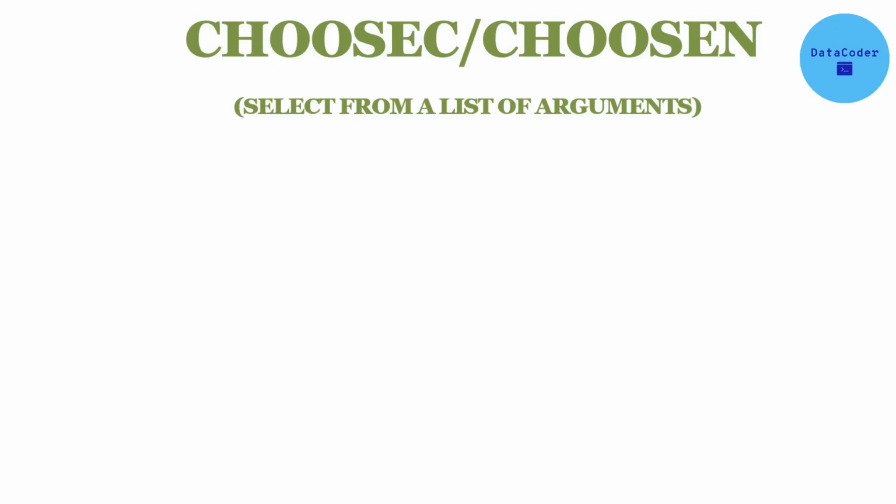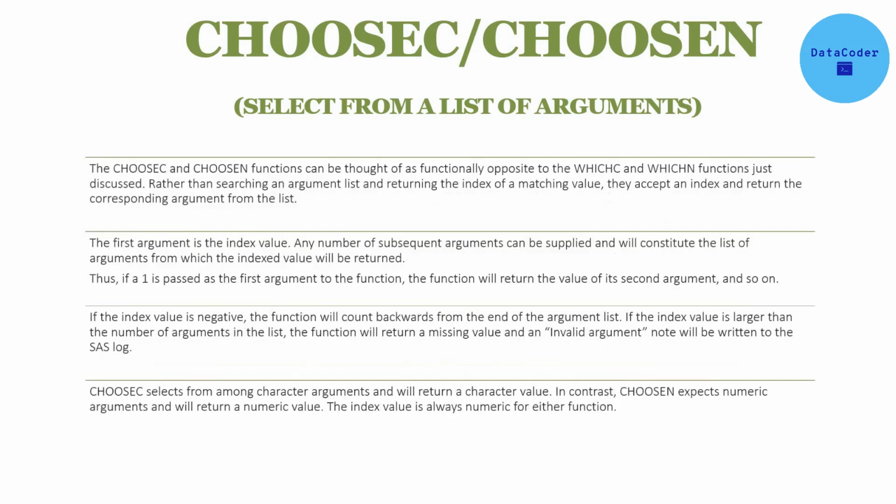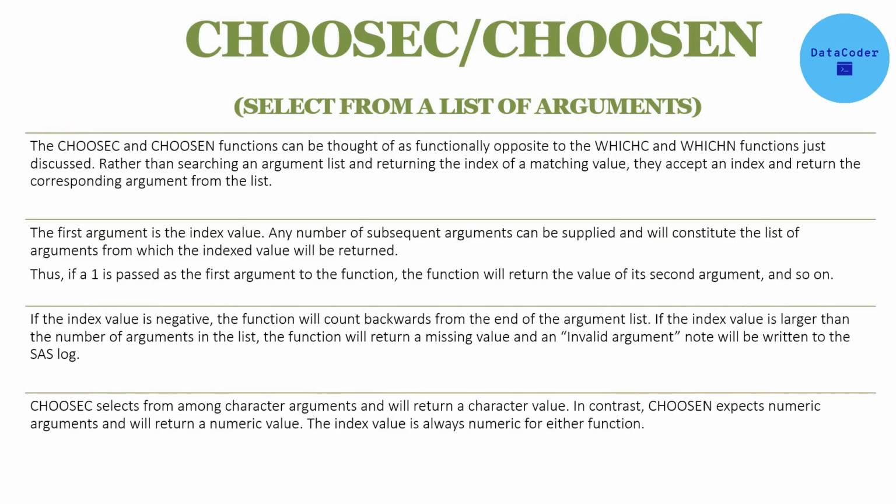The next function is CHOOSEC or CHOOSEN, and this function selects from a list of arguments. So this function is the opposite of what we have seen in WHICHC and WHICHN. Let's see the characteristics. The CHOOSEC and CHOOSEN functions can be thought of as functionally opposite to the WHICHC and WHICHN functions just discussed. Rather than searching an argument list and returning the index of a matching value, this function accepts an index and returns the corresponding argument from the list.